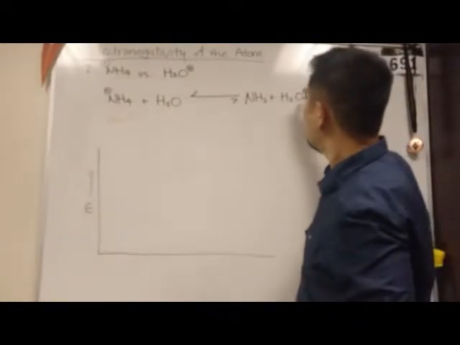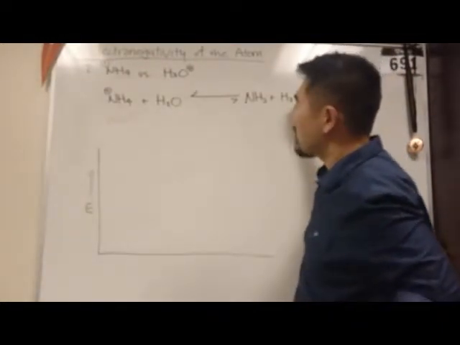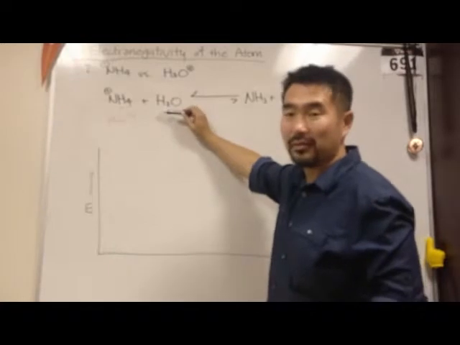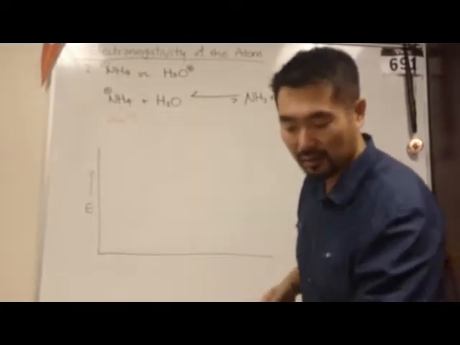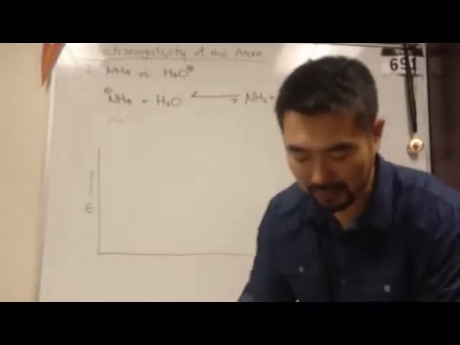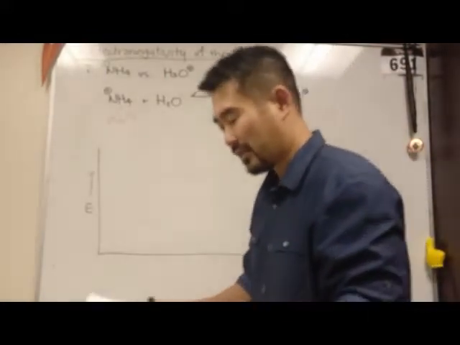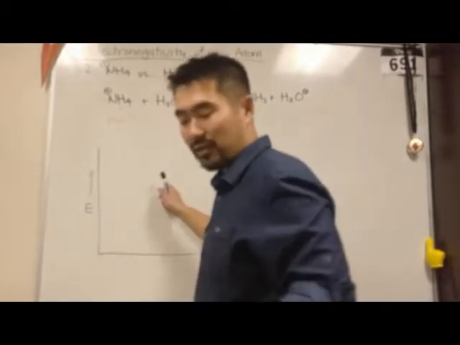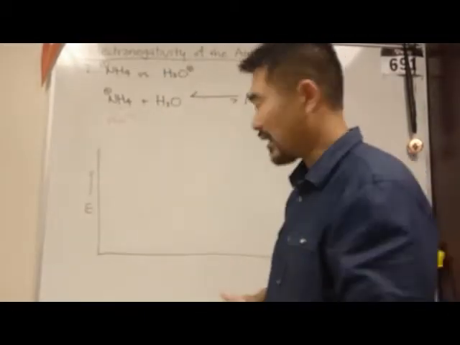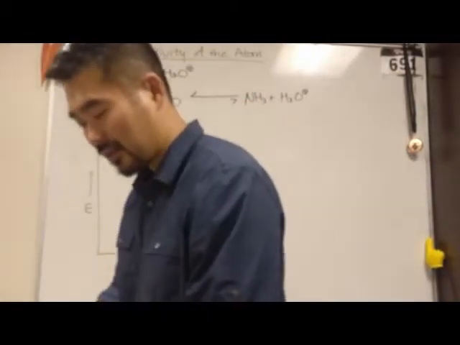So what does that mean? That means this is going to donate its proton to go to the left. The equilibrium lies to the left, meaning the hydronium ion is stronger than ammonium ion. That's what we're saying here. But to put this into the reaction energy diagram, right, this is what it's going to look like.